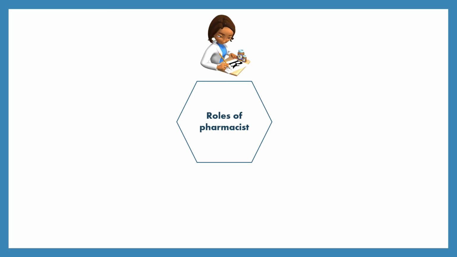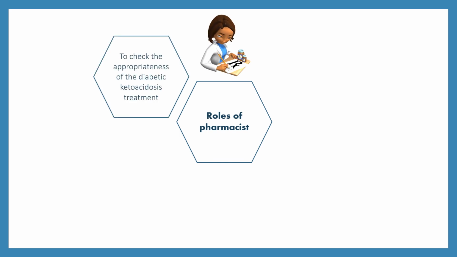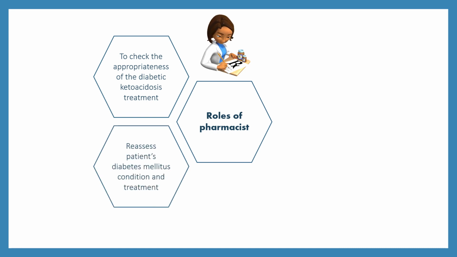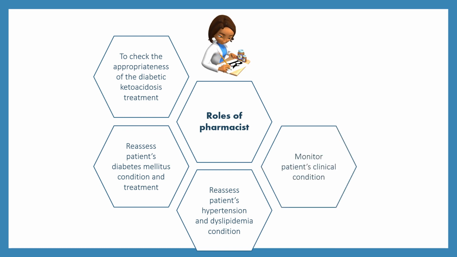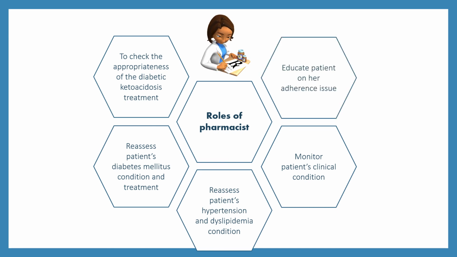Lastly is the role of pharmacists in patient management. The first one is to check for the appropriateness of the treatment given for her diabetic ketoacidosis. Next is to reassess the patient's diabetes mellitus condition and treatment. We also need to reassess the patient's hypertension and dyslipidemia condition since there was no treatment recorded for these diseases. The fourth one is to monitor the patient's clinical condition during her treatment in the hospital. And lastly is to educate the patient regarding her adherence issue towards her medication.